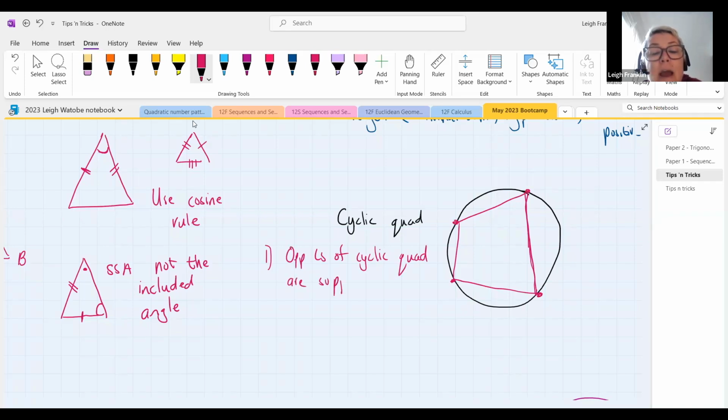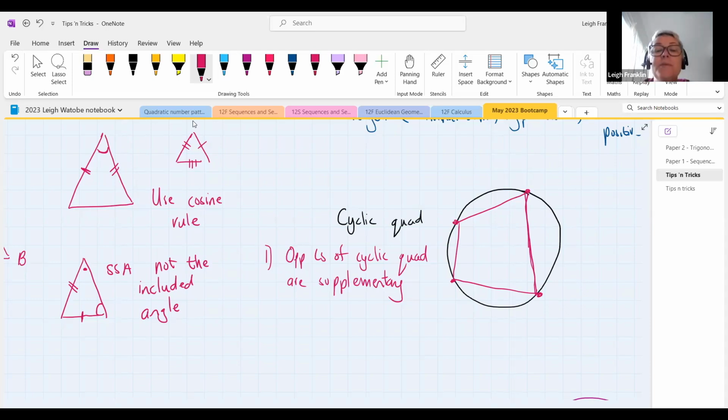That means they add up to 180 degrees. Okay, so they're not equal. The opposite angles of a parallelogram are equal. Parallelograms cannot be cyclic. It's not possible to draw a parallelogram and then draw a circle through all 4 points. So parallelograms are not cyclic.